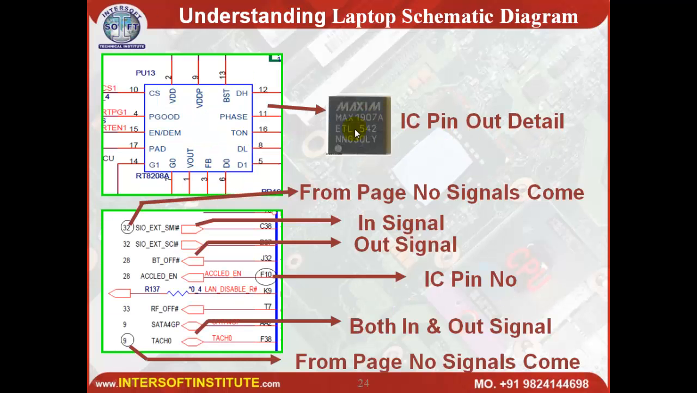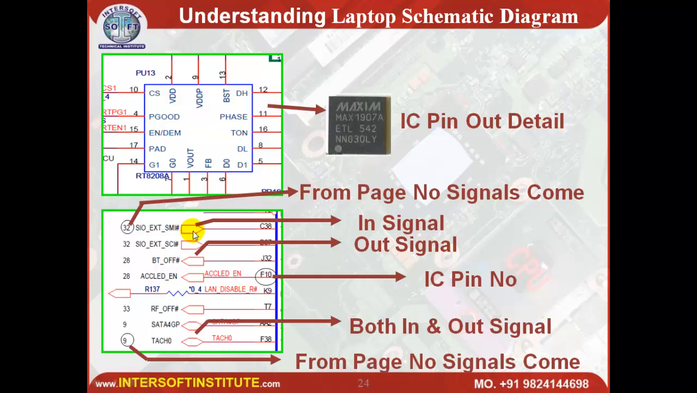This is IC detail. The IC first pin is here, second pin, and the numbering continues like that. The IC pin detail will be counted like that: VDD, CS, power good, enable, pad, like this.